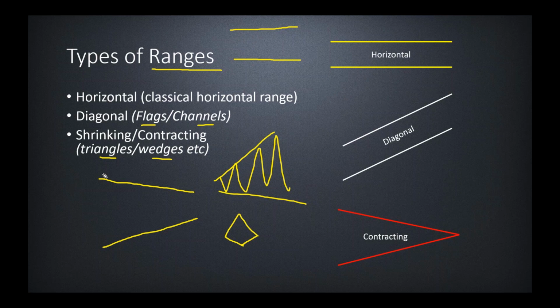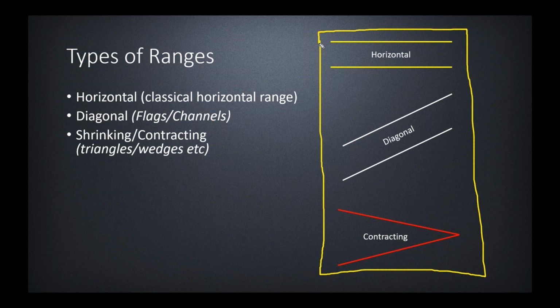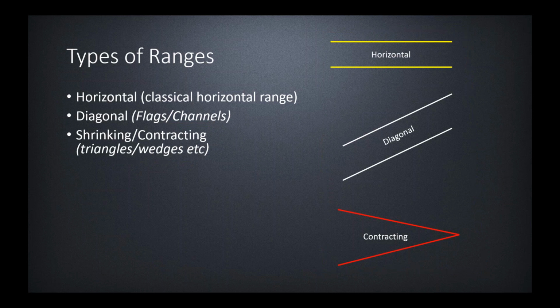In this lesson and webinar, I think it's more than enough for us to cover the basics, which in my opinion more or less covers probably 80% of the ideas. Okay, so we're going to also talk about the diagonal range, which we know again as a flag or a channel, and we're going to talk about contracting ranges, which are basically triangles and wedges. I believe so far that should be pretty clear. If you have any questions, guys, shoot.